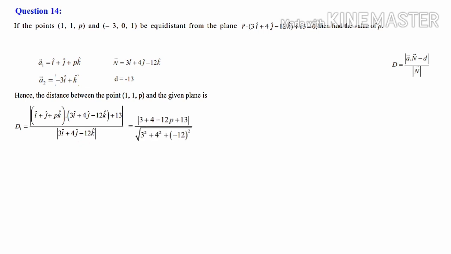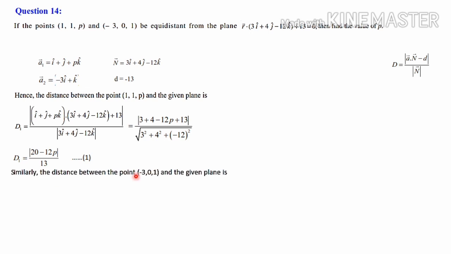That is equal to, here when you take the dot product, just multiply the scalar components. 1 into 3, that is 3, 1 into 4, that is 4, then p into minus 12, that is minus 12p, plus 13 divided by the modulus value, that is root of 3 square plus 4 square plus minus 12 the whole square. That is d1 is equal to 4 plus 3 is 7, 7 plus 13 is 20. So 20 minus 12p divided by, when you do the calculation here, 3 square 9, 4 square 16, minus 12 square 144. When you add these three, we will get root of 169. Root of 169 is 13. Let it be equation number 1.